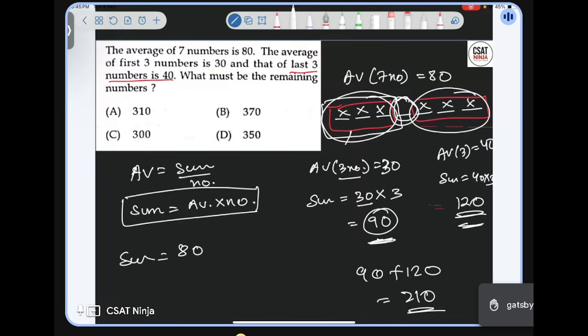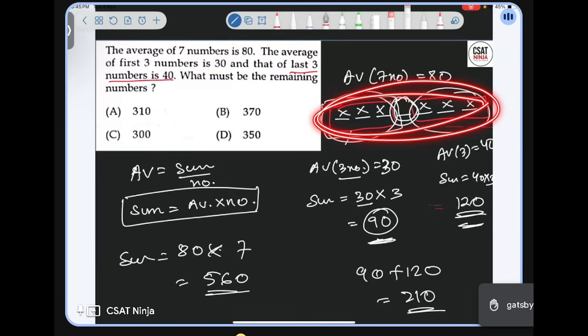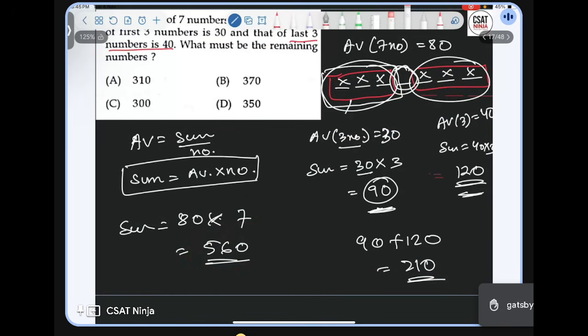Average is 80. Average of these 7 numbers is 80 into the number of terms here, which is 7. 7 8s are how much? 56. So the total of all these 7 numbers is 560. And if I remove this middle number, I'm getting 210. So the removed number will be the difference between these two.